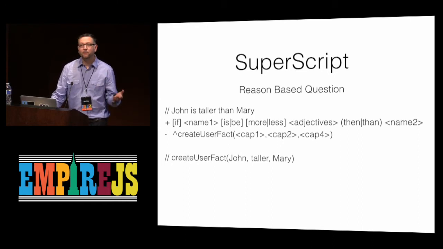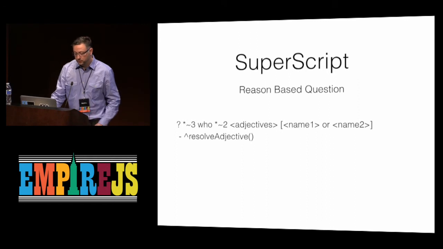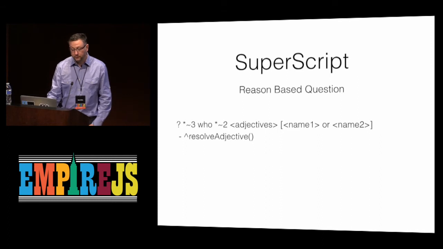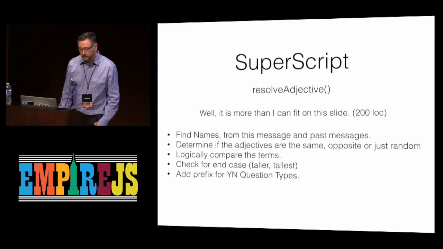Once we have the fact, now we can look at the other side of the equation and figure out how to resolve it. So to do that, something like this might work. Here I'm not using a plus anymore, I'm using a question mark. So you can actually filter input on just questions as well. And there's a ton of other cool stuff you can do there as well. So here, who is taller, or who is shorter, or who is whatever, and then optionally name 1 or name 2 in the example. And in this case, we simply just punt on it and go to a plugin called Resolve Adjectives.